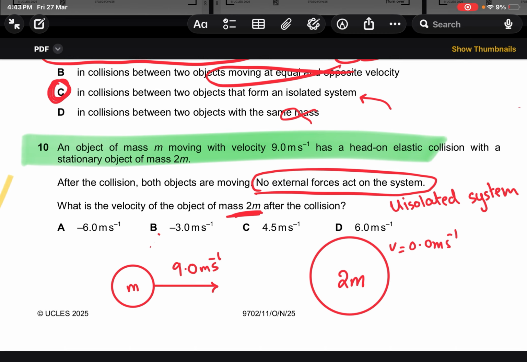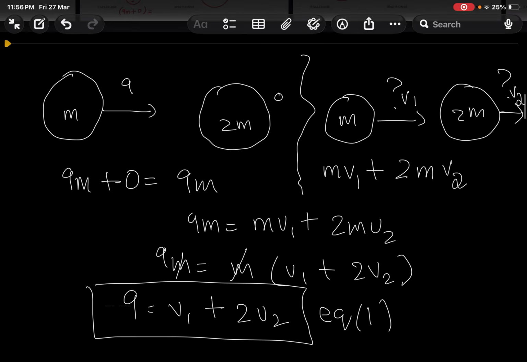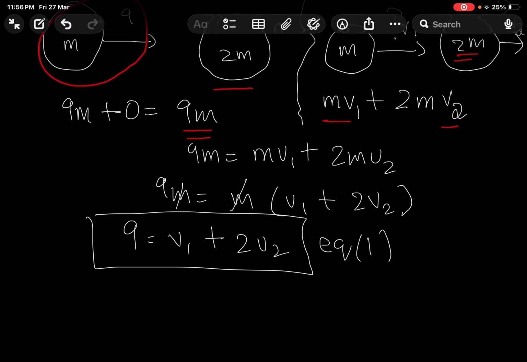To figure out the velocity of this object after the collision, we know that since we are having an elastic collision, there are two things that are going to be conserved: the momentum and the kinetic energy. By using the conservation of momentum, I've created this first equation. As you can see, the momentum of the two balls before collision was 9m, and the momentum of the two balls after collision is going to be m v1 plus 2m times v2. So I've created this equation 1 simply by simplifying.